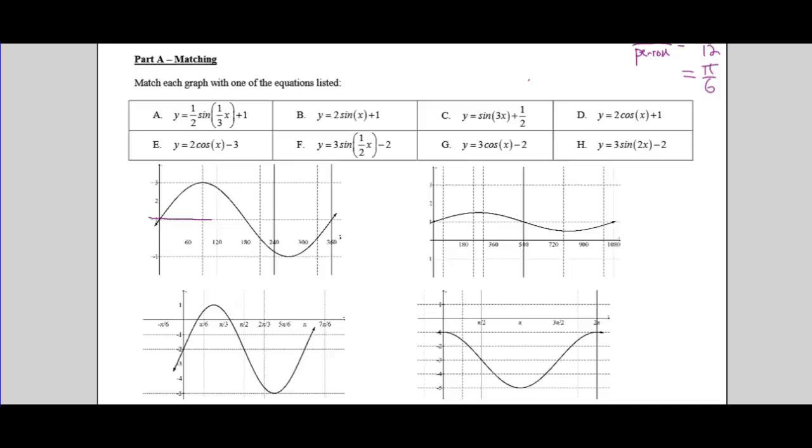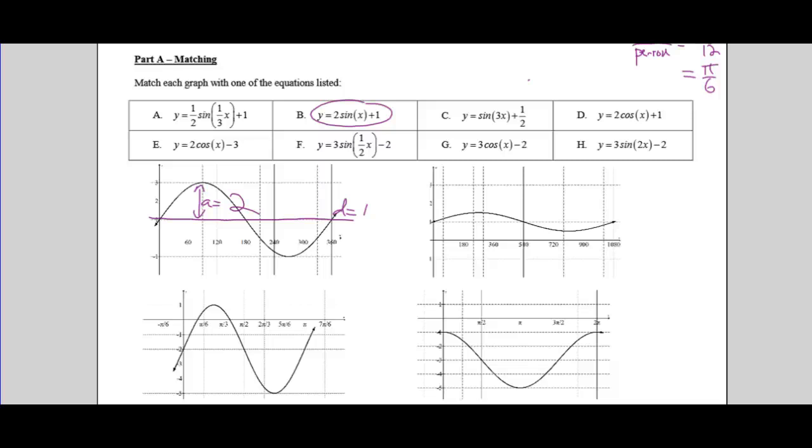So here, just sketch in the midline, right, which is at 1. So you could say D equals 1. What's the A value? A equals 2. Okay, so I've got a 2 and a 1, so that could be it.